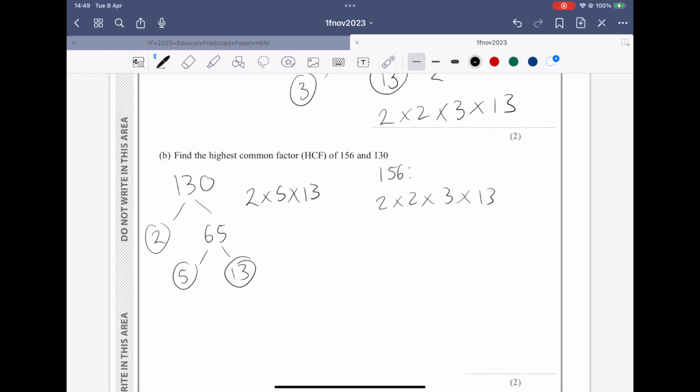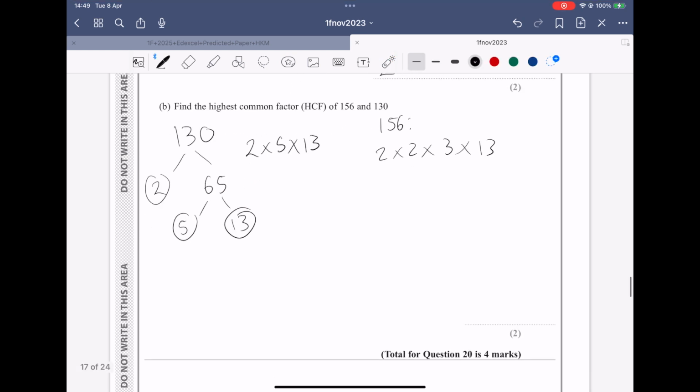Alright. And highest common factor is a little bit easier. You just times the ones they have in common. So in this case, we've got a 13 times 2 and 13 times 2. So it's going to be 26. All right.